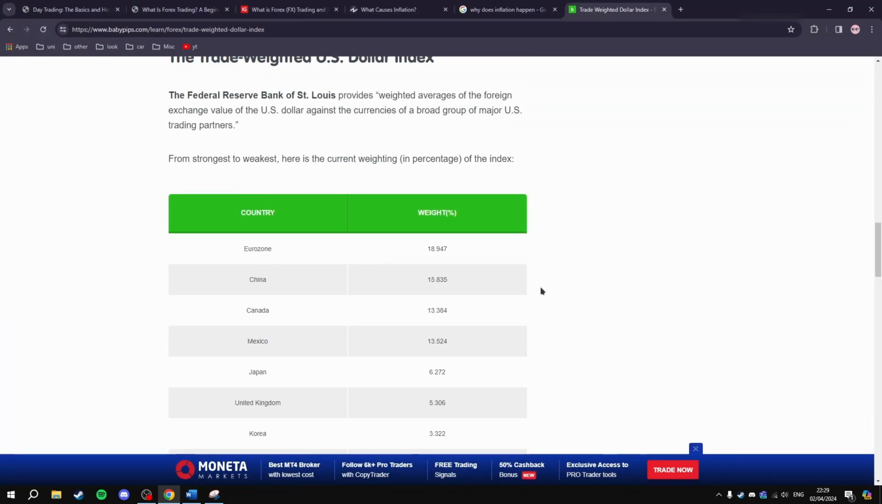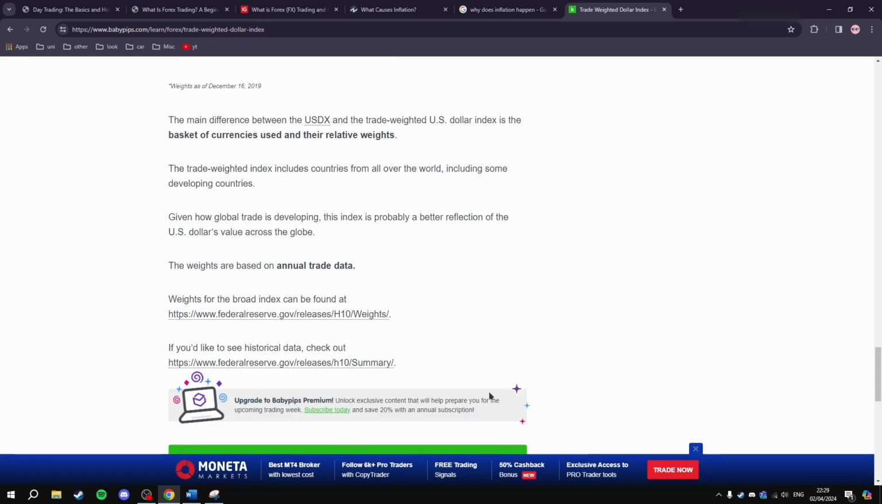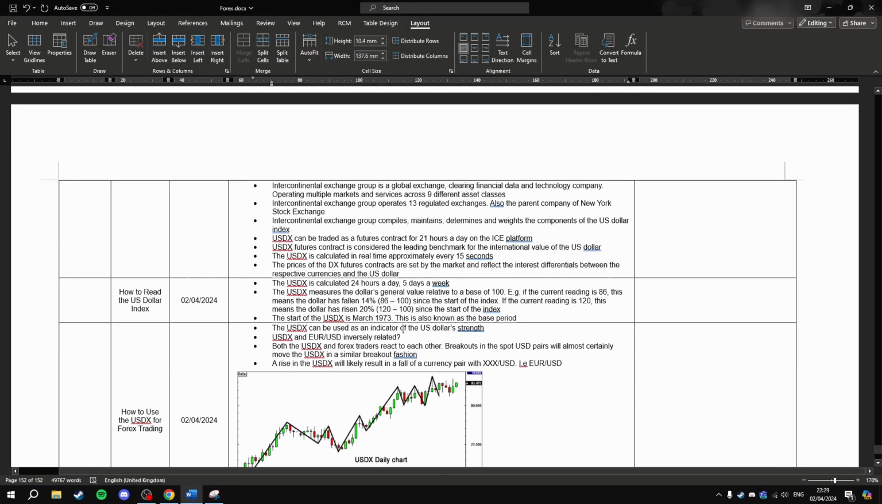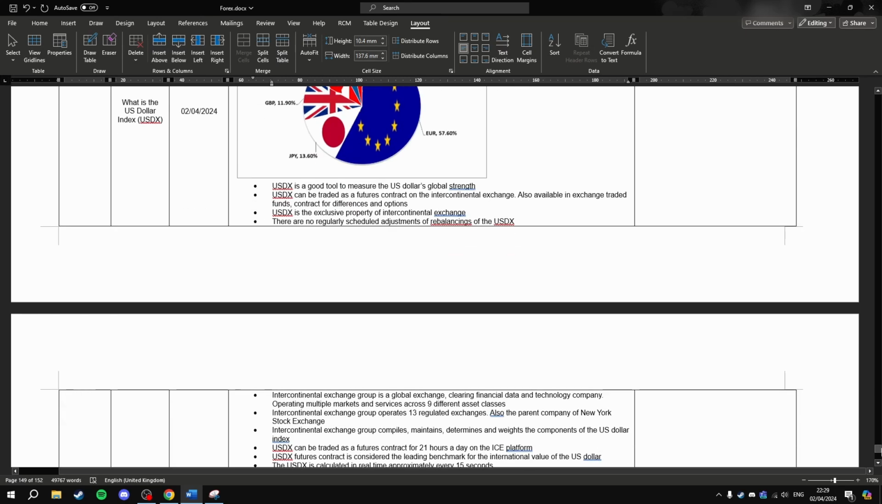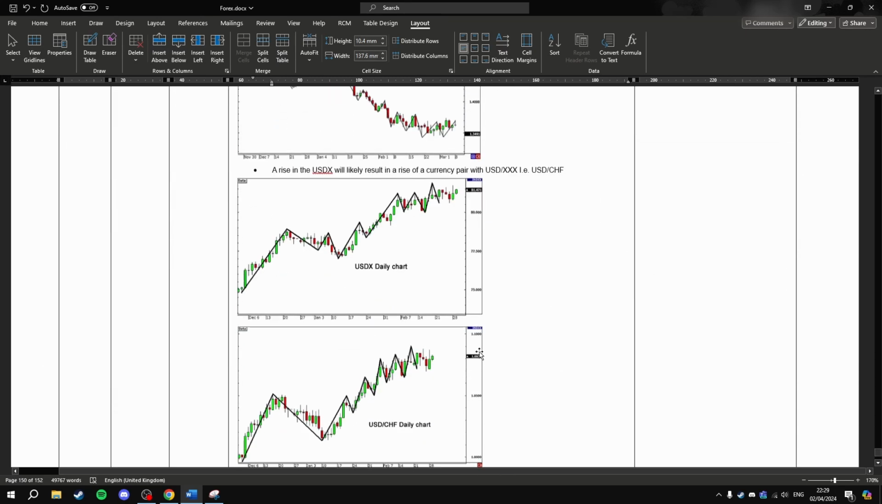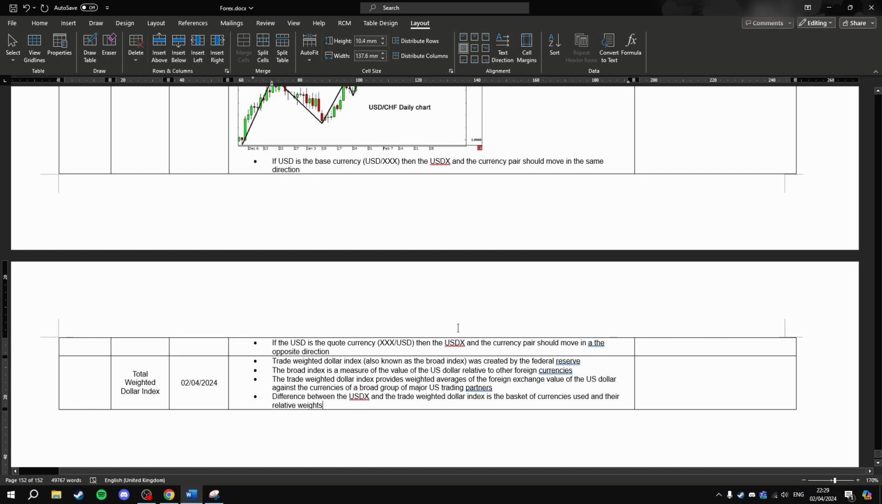Because you can see that the Eurozone weight is 18.947, whereas back in the USDX that's about like what, 50% or something, wasn't it? 57.6%. So yeah, it's a lot. This indicator is now a lot less affected by whatever the euro is, basically. So the euro has less of an impact on the indicator now.